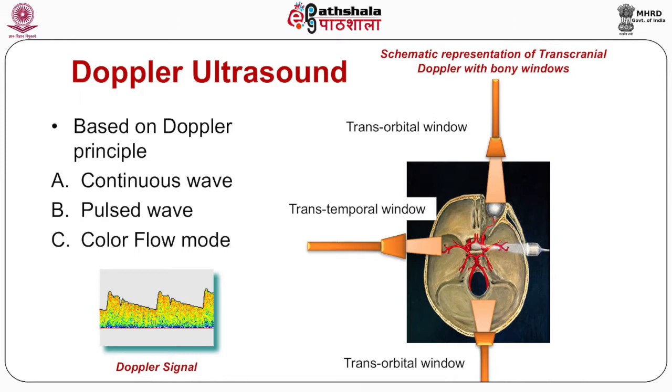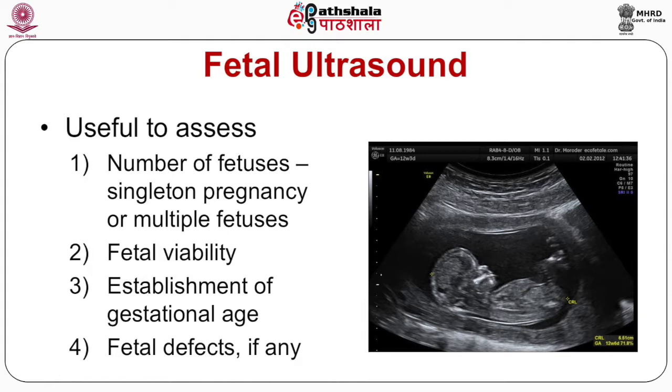Then another important indication for doing ultrasound is fetal ultrasound. It is commonly done in pregnant females who are undergoing antenatal checkup. The parameters that can be assessed on fetal ultrasound are the number of fetuses, whether the womb has a single fetus or many fetuses, which is known as a singleton or multiple pregnancy.